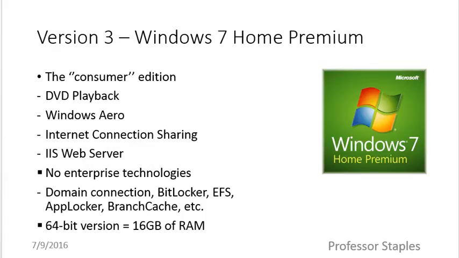Windows 7 Home Premium is the consumer edition. There is DVD playback, Windows Aero, ICS, which is Internet Connection Sharing, and the IIS web server. However, there is no enterprise technology: no domain connection, BitLocker, EFS, AppLocker, BranchCache, etc. There is a 64-bit version, which supports 16 gigabytes of RAM.